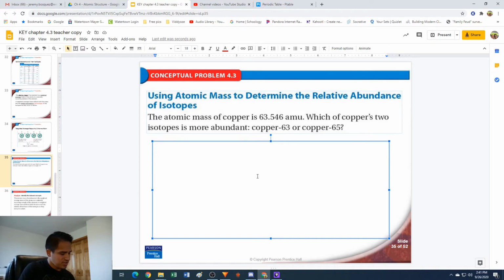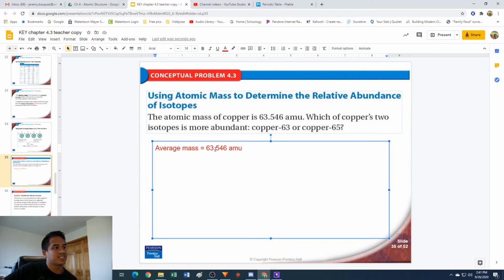So on average, okay, the average mass is 63.546 AMU. That's the average. We have 2 isotopes, copper 63 and copper 65. If the average is 63.546, that means that it is closer to 63 than it is to 65, which means that copper 63 would be more abundant because it has a bigger impact on the average. That's why the average is closer to 63.